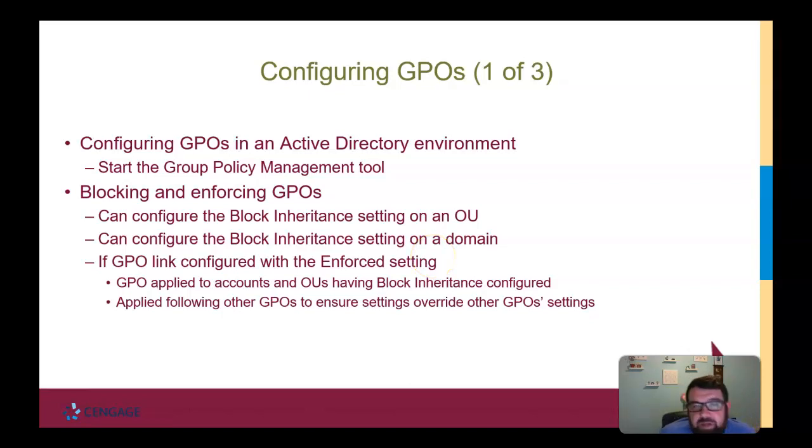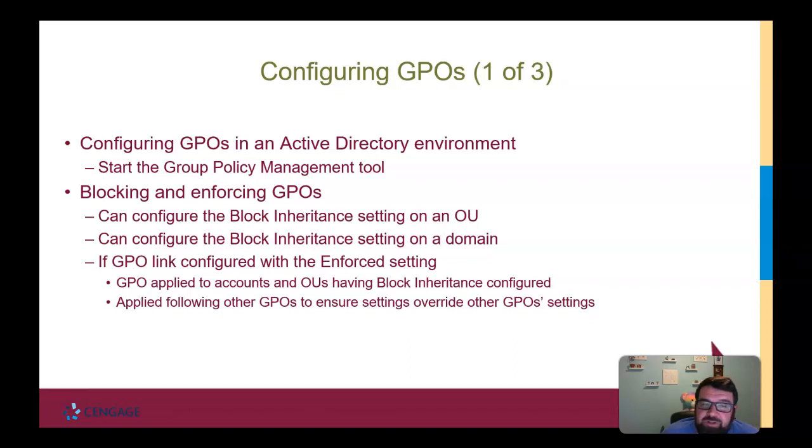Configuring in the actual Active Directory environment, you go to one of the domain controllers, you start the group policy management tool, which is under administrative tools. So blocking and enforcing the GPOs, you can configure the block inheritance setting on an OU. That's actually going to block it from inheriting any policies above it. And then you can do block inheritance on a domain itself. The reason you would do this is if you had a top level site GPO.